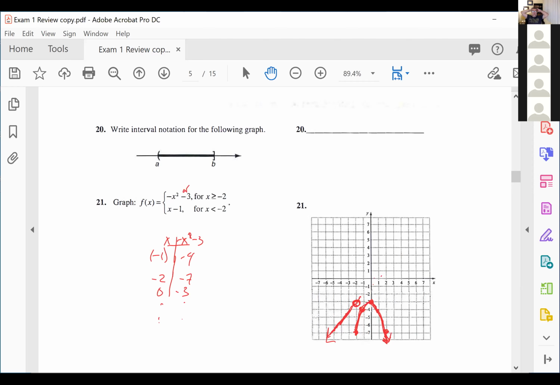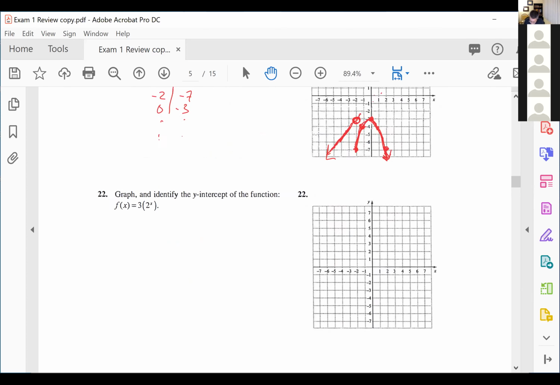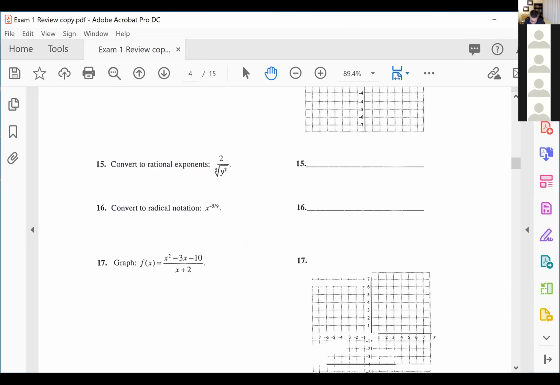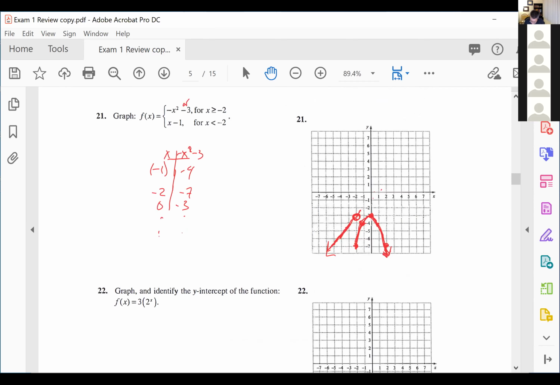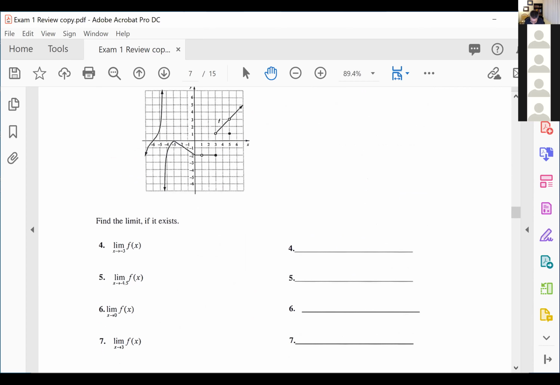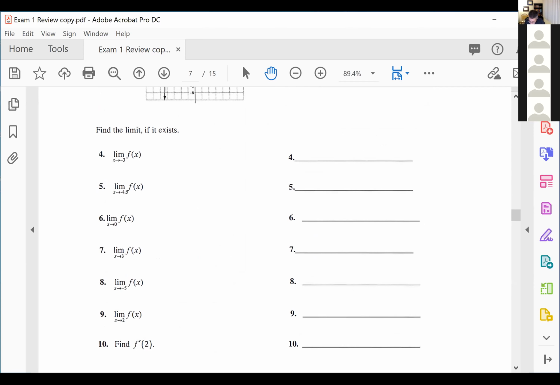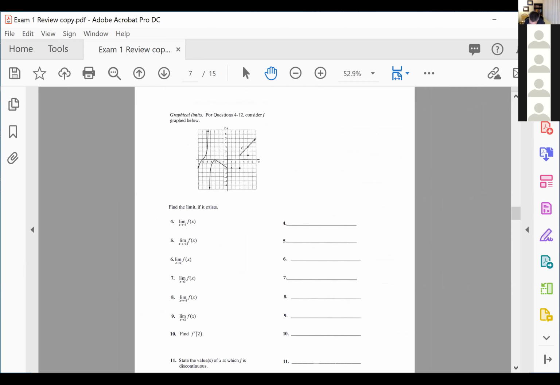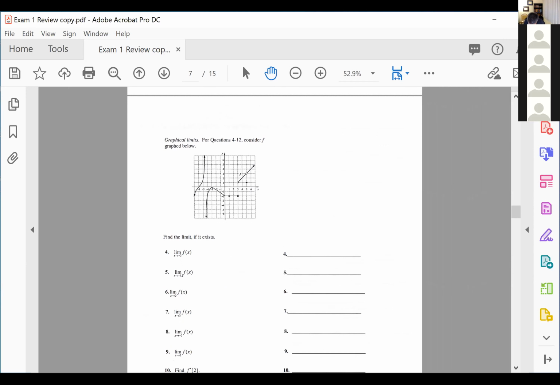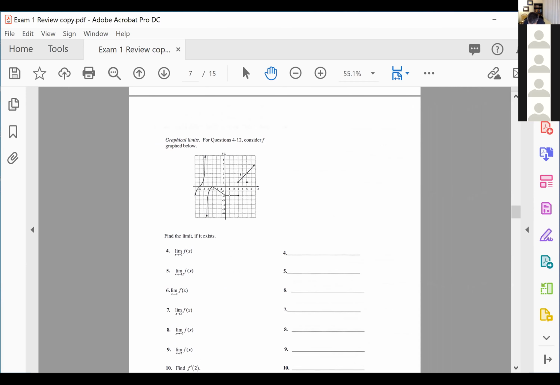Okay, others? Number 10 on chapter 1. Find f prime of 2. So let's look at the graph here. We want the derivative at 2. What's the derivative at 2?